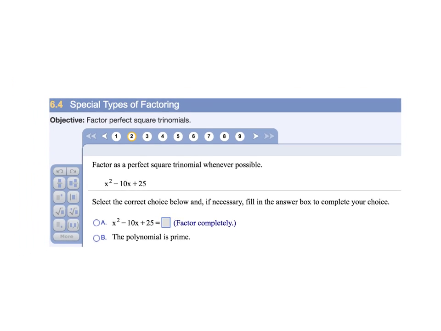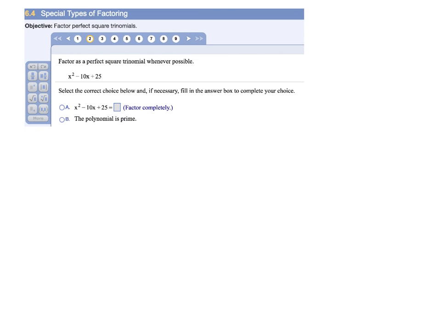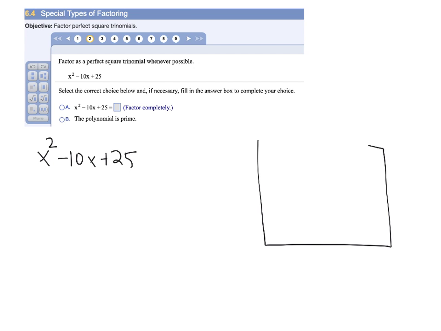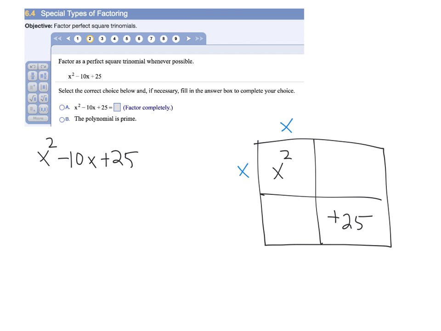All right, so more of the same. So you've got x squared minus 10x plus 25. All right, so when we make our box over here, we know that we're going to have x squared here. We're going to have positive 25 here. And so how do you get x squared? Well, you get x times x. And then how do you get positive 25? Well, you got 5 times 5.